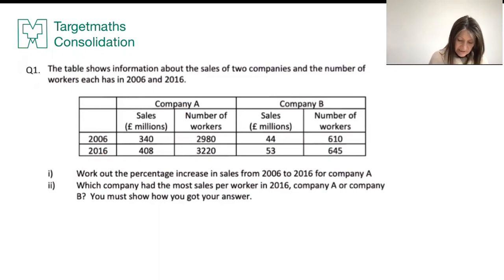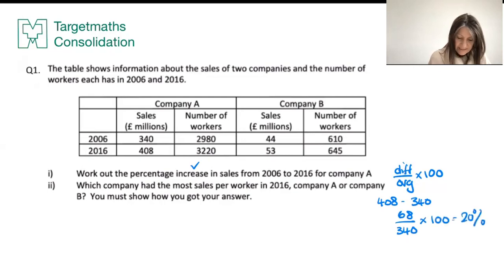So this is, obviously there's no percentage in the question, is there? But there is that increase. So that's that 1 tick formula, which is our difference over original times 100. So the difference is going to be 408, take away 340. That's going to get me my 68. 68 goes over the original 340. And when you multiply that through, you get an answer of 20%. So there's been a 20% increase in those 10 years.